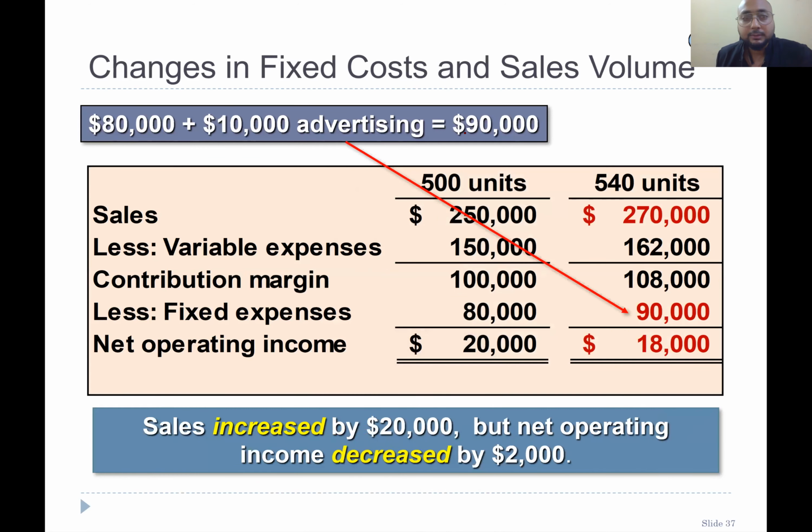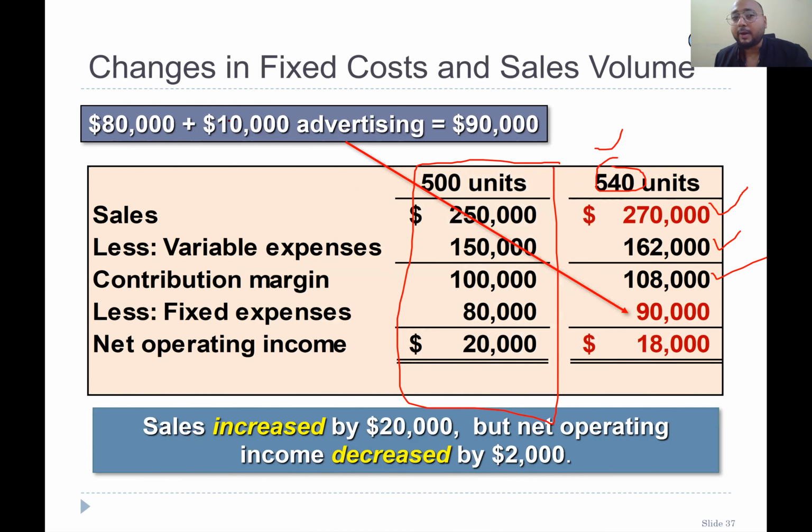So 250, this is the previous analysis. Now what happened? We are selling 540. 540 multiplied by 500, answer is 270,000. 540 multiplied by 300, answer is 162,000. Now we have contribution margin, which is 108,000.